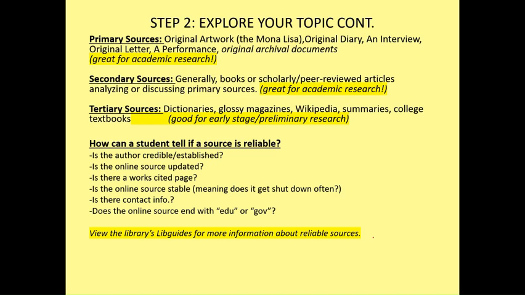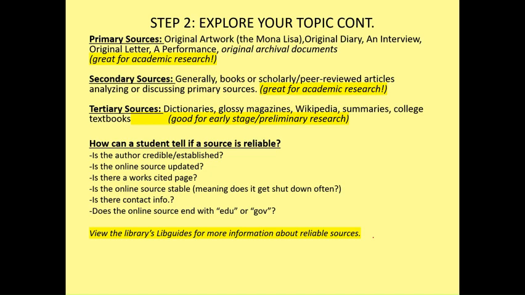Also, just a word on the type of sources. You may run across primary sources, but a primary source is something original. Like if you go online and read the Gettysburg Address, that's an original document. Secondary sources are the sources that you will generally use for a paper like this, and they come in the form of books, scholarly or peer-reviewed articles. Secondary sources actually analyze your primary sources. They're great for academic research. And tertiary sources are dictionaries, glossy magazines, Wikipedia, summaries, and they're good for early stage preliminary research.